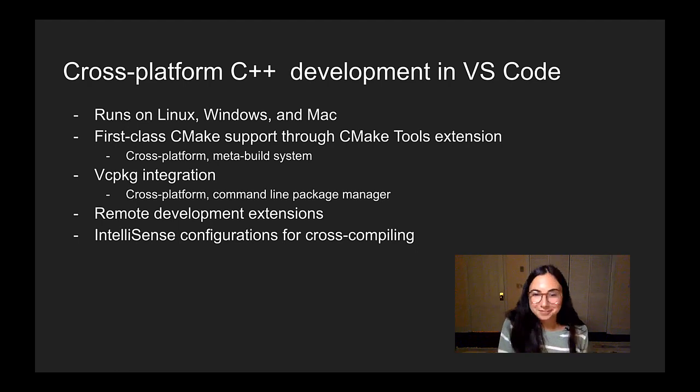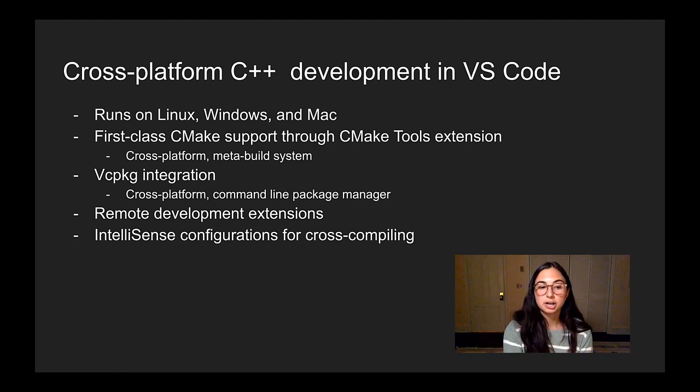We see in surveys that package management tends to be a pain point for C++ developers, so I'm going to show you how you can use vcpkg to manage your project dependencies and make that experience a little bit easier. VS Code has great remote development through the Remote Development Extension Pack. Today I'll be showing you specifically the Remote SSH extension. And you can also configure your IntelliSense in the C++ extension for cross-compiling scenarios.